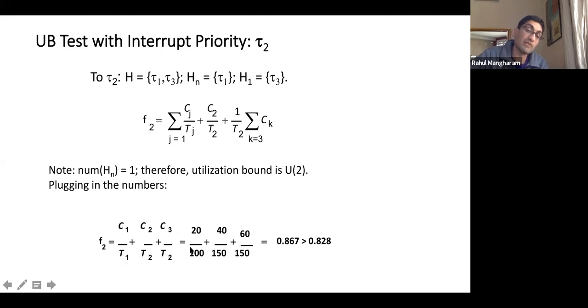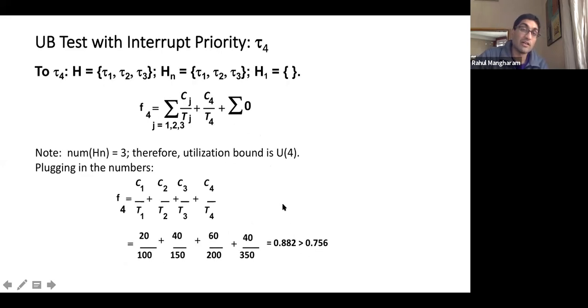But now we have a system of two tasks, and we compare, okay, we have our utilization of 0.867, and that's greater than the U2 utilization. And so it's not conclusive whether it's schedulable or not. And so we would have to do a response time test to see that, right?